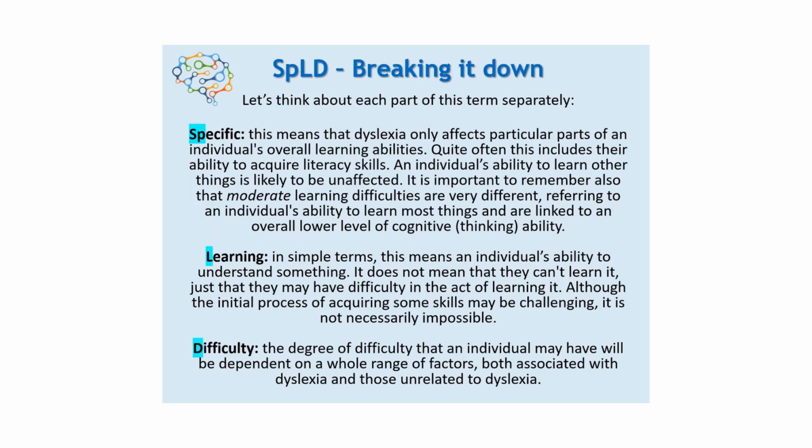SPLD, breaking it down. Let's think about each part of this term separately. Specific. This means that dyslexia only affects particular parts of an individual's overall learning abilities. Quite often, this includes their ability to acquire literacy skills. An individual's ability to learn other things is likely to be unaffected. It is important to remember also that moderate learning difficulties are very different, referring to an individual's ability to learn most things, and are linked to an overall lower level of cognitive ability.